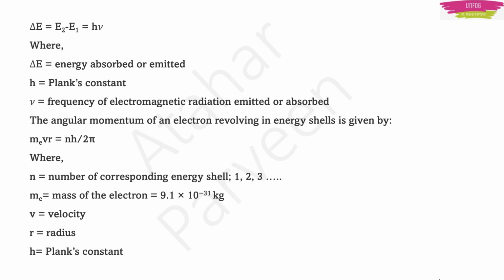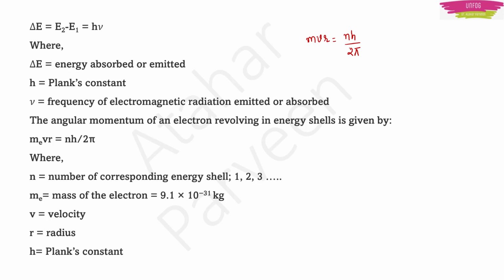Now here comes another important point, which is known as angular momentum. Because we are talking about circular motion, the electron is revolving around the nucleus in a circular path, so we can bring in the concept of angular momentum here. This angular momentum is mvr, which is equal to nh by 2 pi. It is quantized, you can say. n will be 1, 2, 3, 4 and so on, the number of the corresponding energy shell. Here m is the mass of the electron, v is the velocity of the electron, r is the radius of the orbit of the electron, and h is Planck's constant.